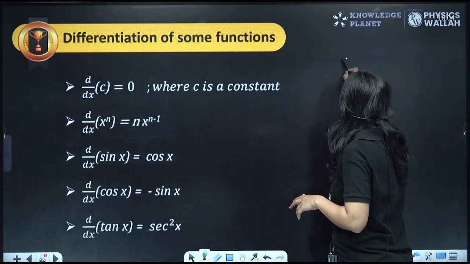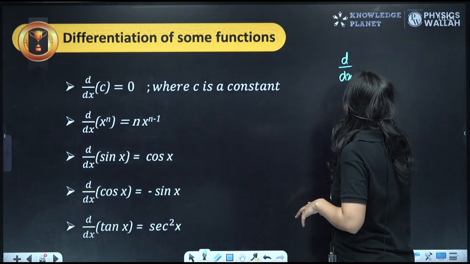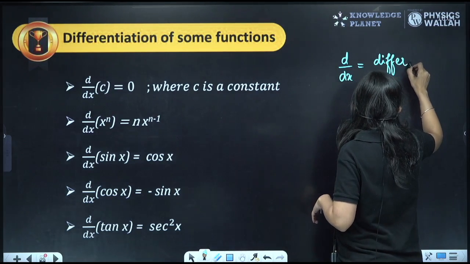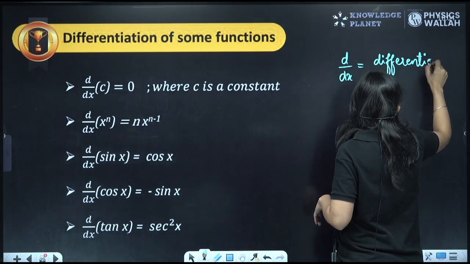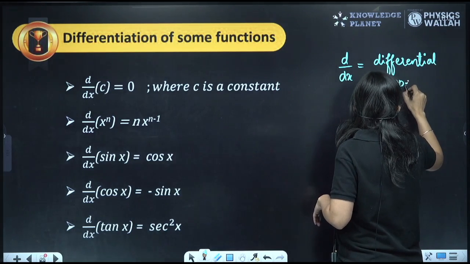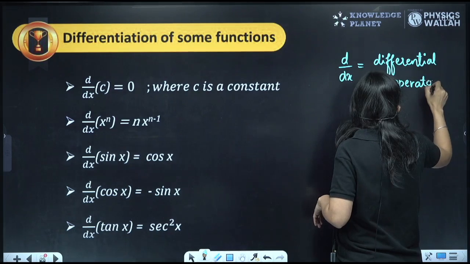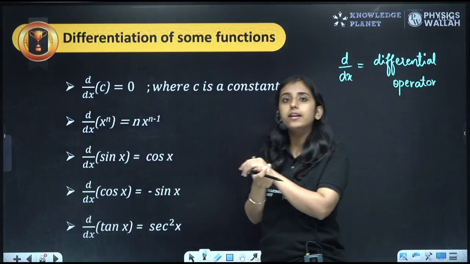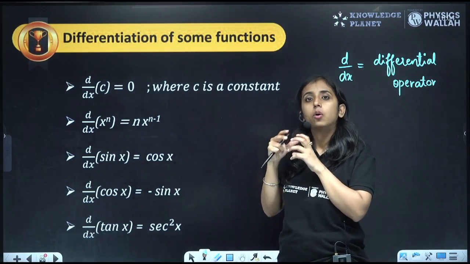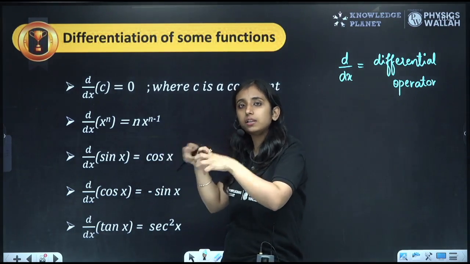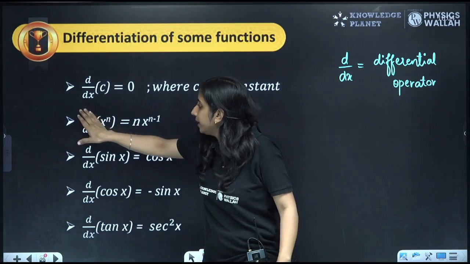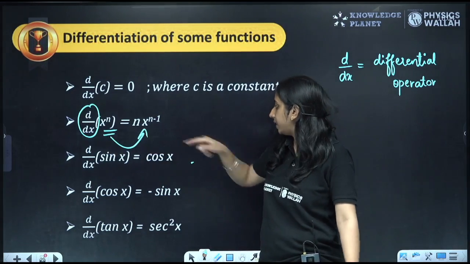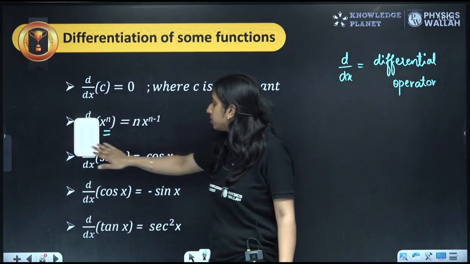Now this d by dx is the differential operator. When we apply it on some function, then we get a result. Just like multiplication is an operator, when we multiply a number with another, we get something. So if I apply the differentiation operator on x raised to the power n, then I will always get this. This is how it is followed.